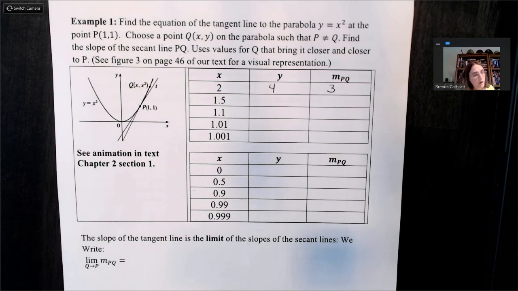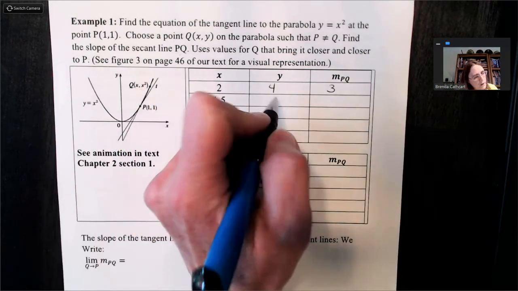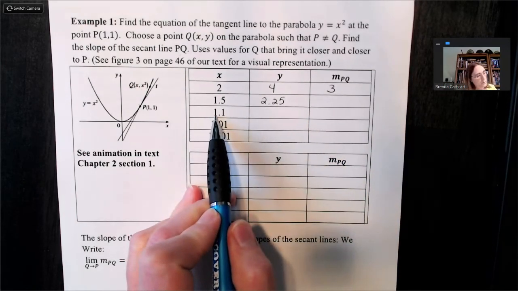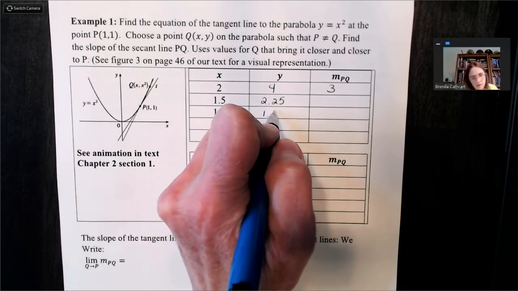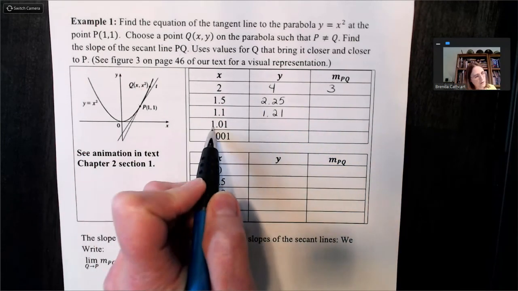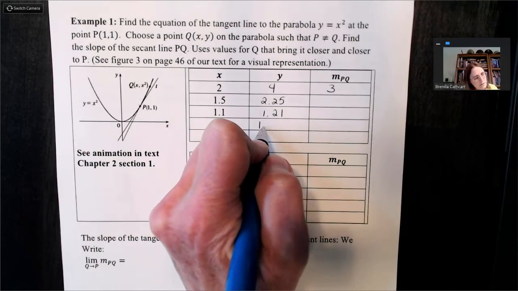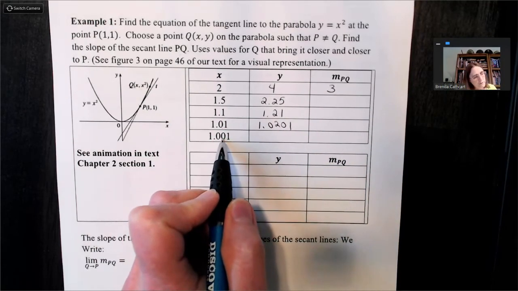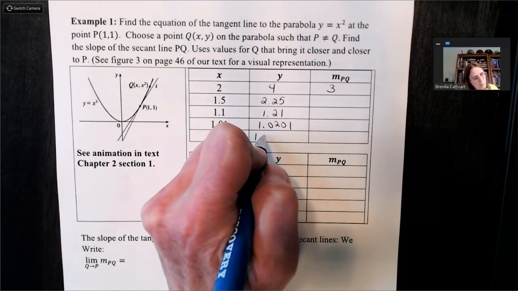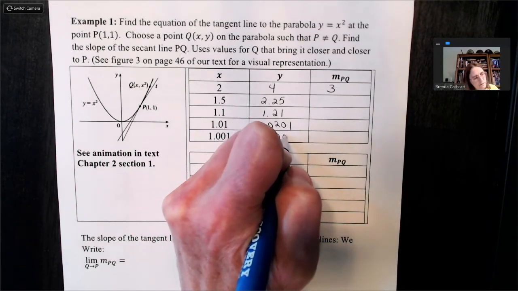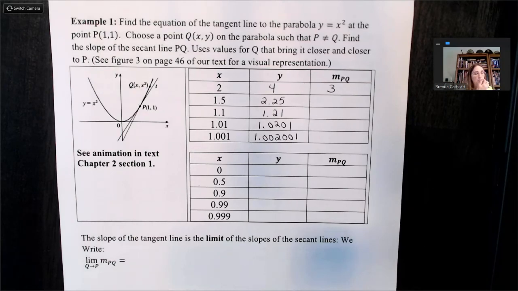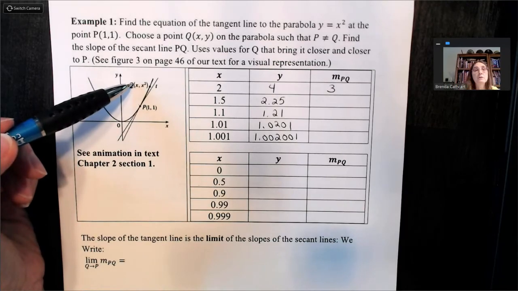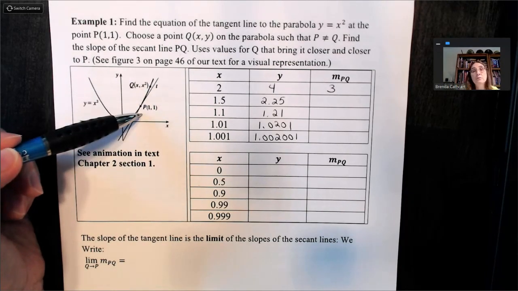At 1.5, 1.5 squared is 2.25, and we're going to quickly fill in this table. At 1.1, 1.1 squared is, of course, 1.21. At 1.01, it's 1.0201. And at 1.001, it's 1.002001.